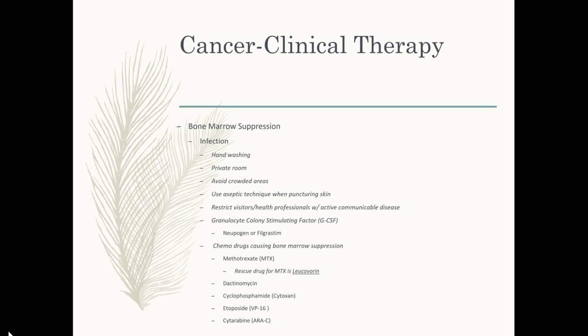Chemo drugs that cause bone marrow suppression are listed there. With methotrexate, the rescue drug is leucovorin, which is important that you know that. It is scheduled. You cannot give it late. If you give it late, it's not going to have the same effect. And basically, the goal of leucovorin is to save some of the good cells so that you're not killing off all the good and the bad, but hopefully that you can save some of those good cells.